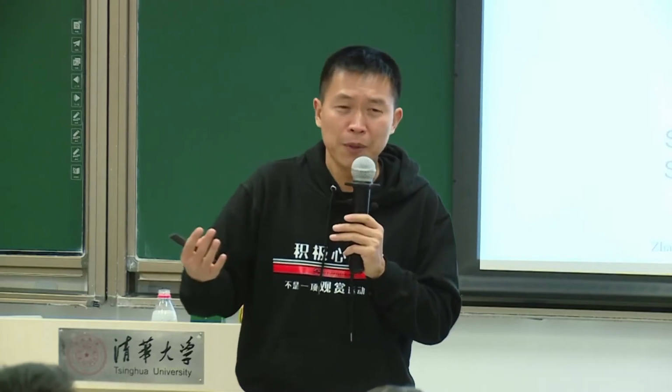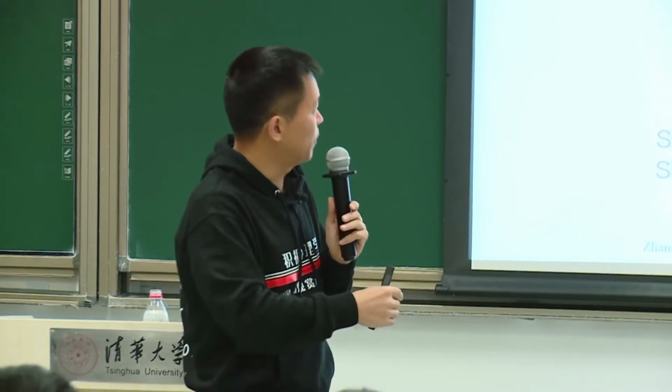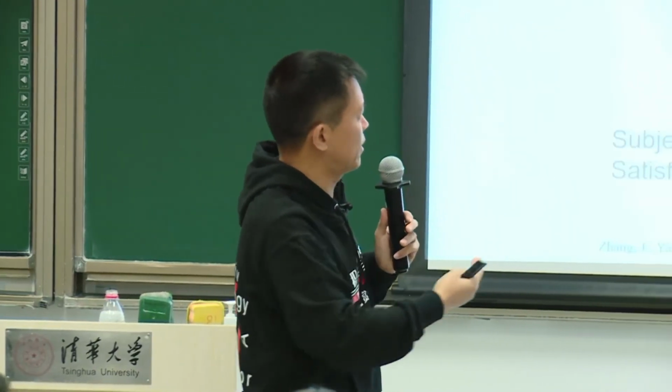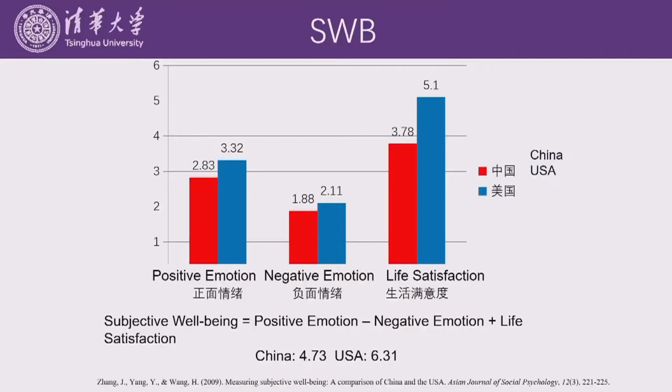So basically, if you're not sure how to compare your results with other people, because you may have more positive emotion than average Chinese people and less life satisfaction, then here's a simple formula. Subjective well-being is positive emotion minus negative emotion plus life satisfaction. So put your 3 numbers together: the positive one minus the negative one plus life satisfaction. You get the final number. The final number of the Chinese sample is 4.73, and the US sample is 6.31. So try to see whether you are happier than the average Chinese people.